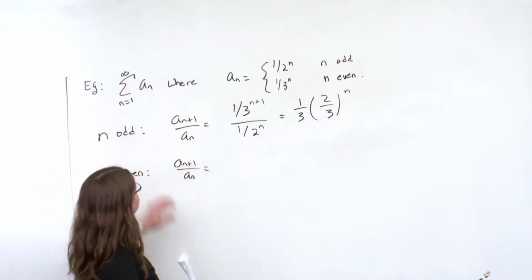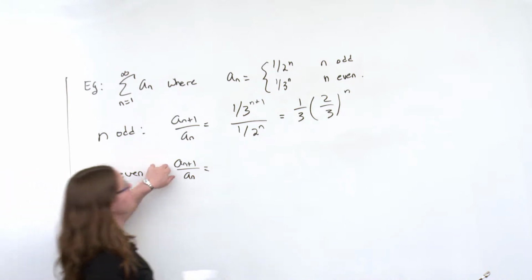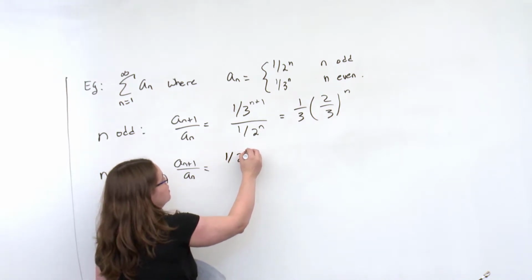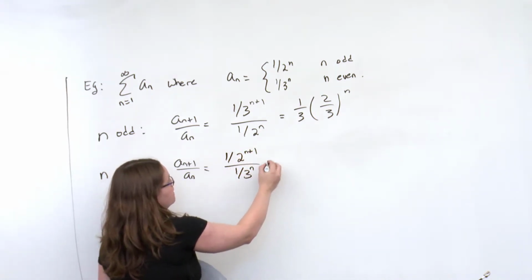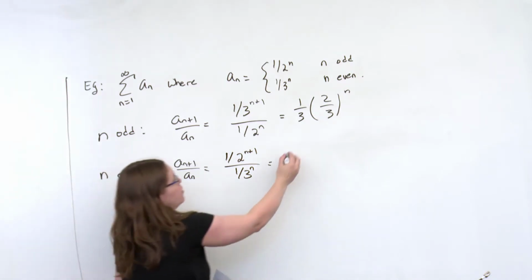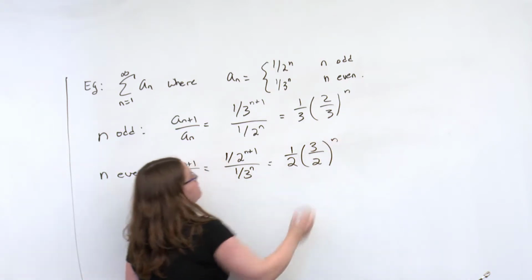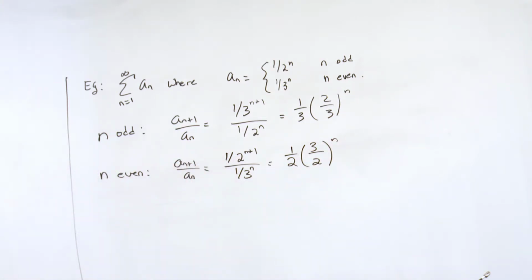Okay, so when n is even, n plus 1 is odd. So we're going to be up in this category here. 1 over 2 to the n plus 1 divided by 1 over 3 to the n. Okay, so again, we get an extra 2 this time, and then a 3 over 2 to the n. Now if we're going to try to use the ratio test, we should look at the limit superior or the limit inferior or both of these things. So what's the limit superior of this whole thing?